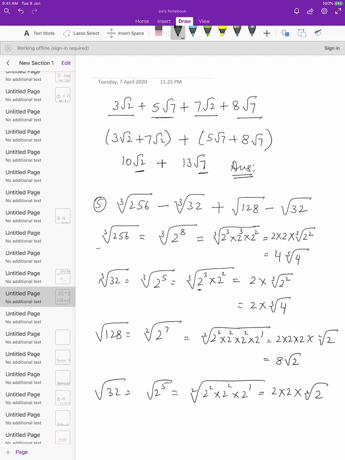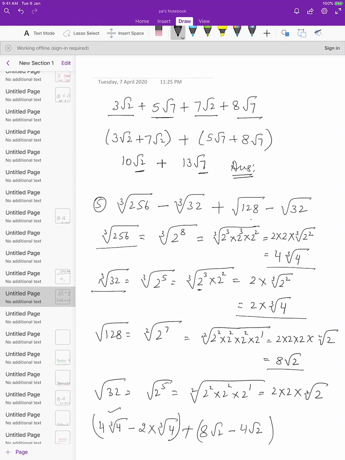Instead of cube root of 256, now I will be writing 4 into cube root of 4. Cube root of 32, the simplified form is this. So I'll write minus 2 into cube root of 4 plus, in place of root 128, what will you write? 8 root 2, and in place of root 32 we'll write 4 root 2. Now they have already been grouped together with the same irrational parts. So 4 cube root 4 minus 2 cube root 4.